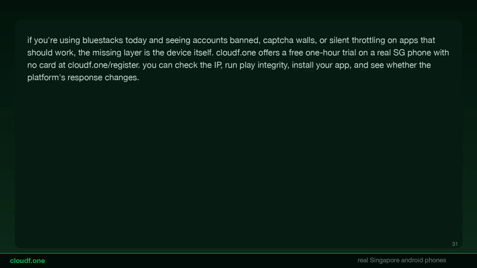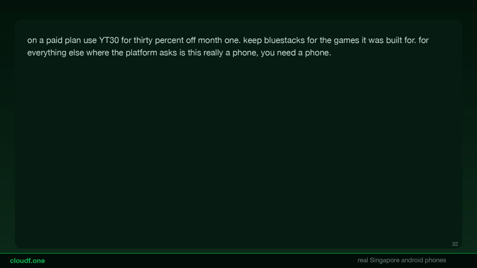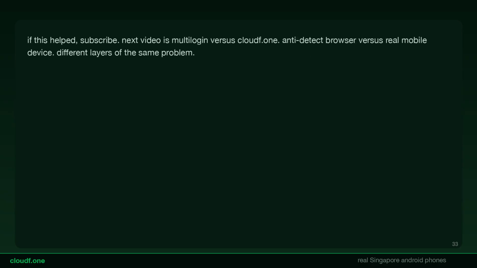If you're using BlueStacks today and seeing accounts banned, captcha walls, or silent throttling on apps that should work, the missing layer is the device itself. cloudf.one offers a free 1-hour trial on a real SG phone with no card at cloudf.one/register. You can check the IP, run Play Integrity, install your app, and see whether the platform's response changes. On a paid plan, use YT30 for 30% off month 1. Keep BlueStacks for the games it was built for. For everything else, where the platform asks, is this really a phone? You need a real phone.